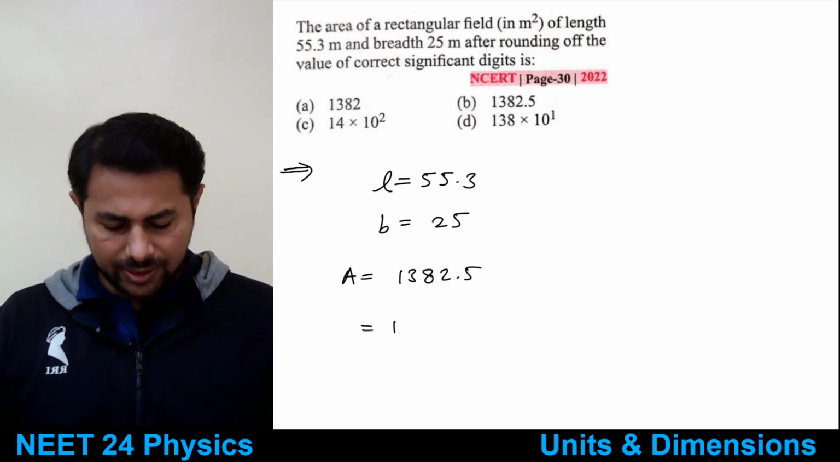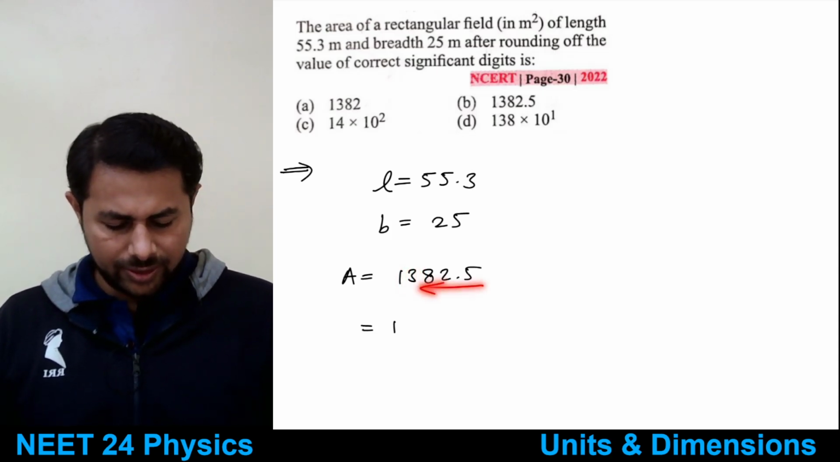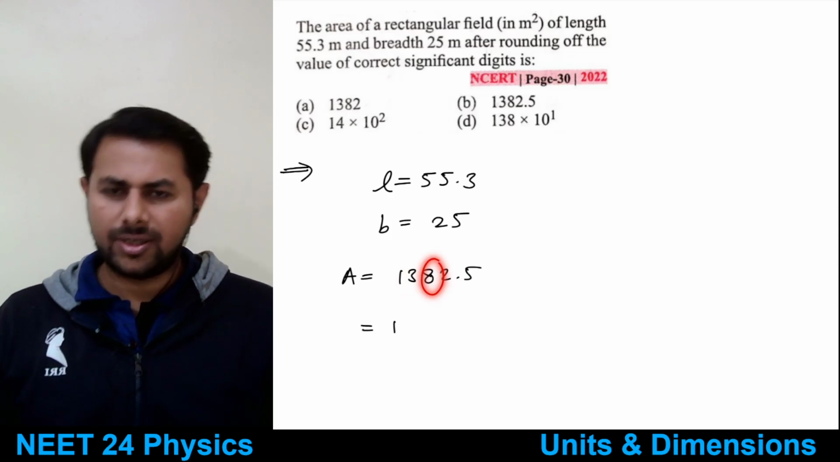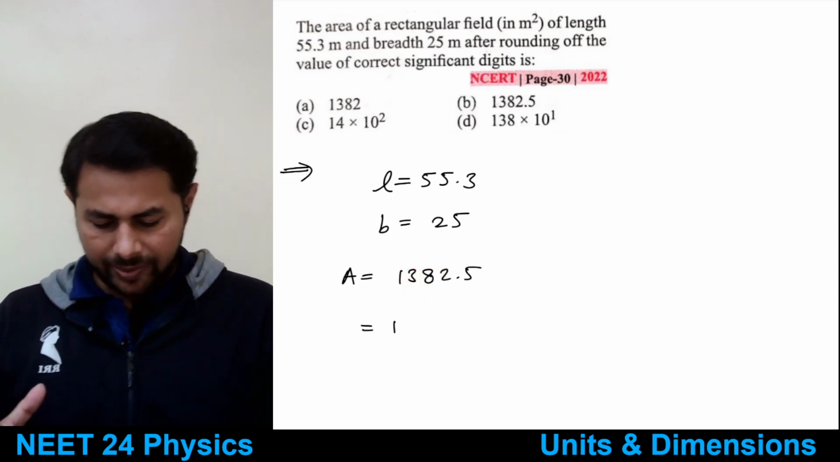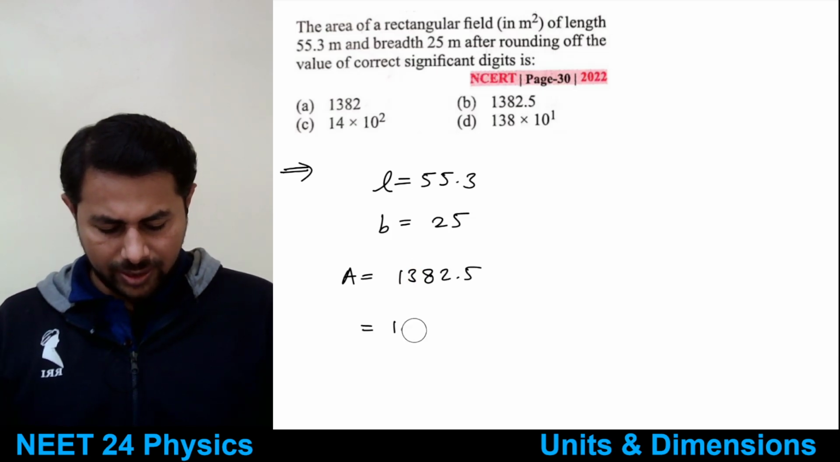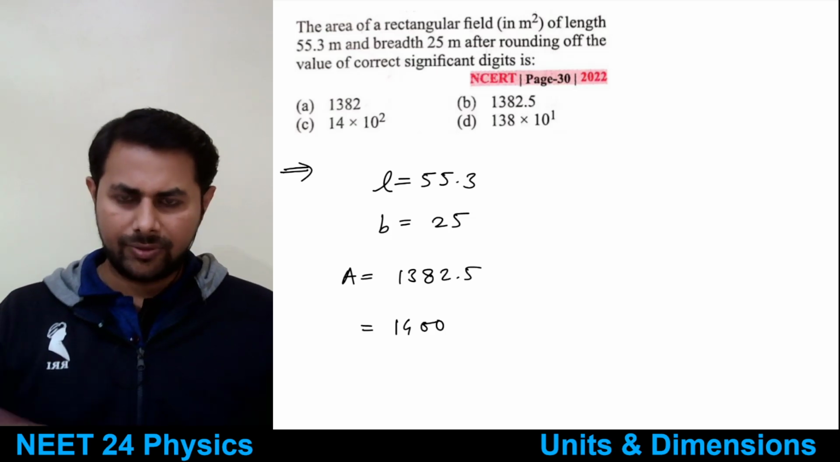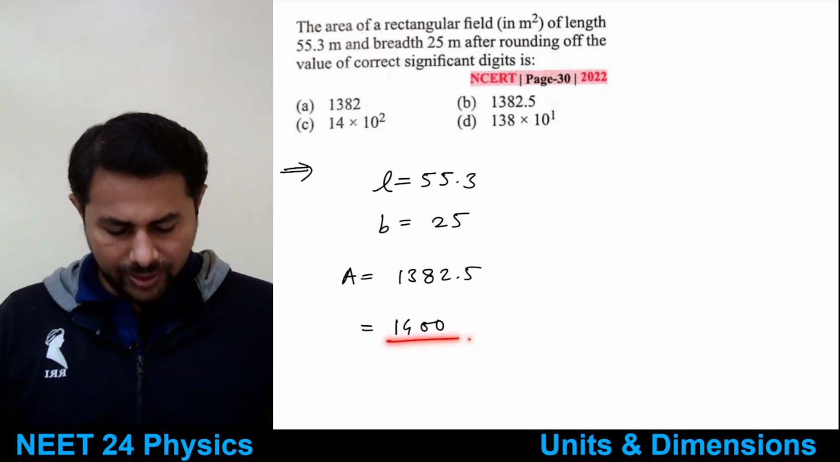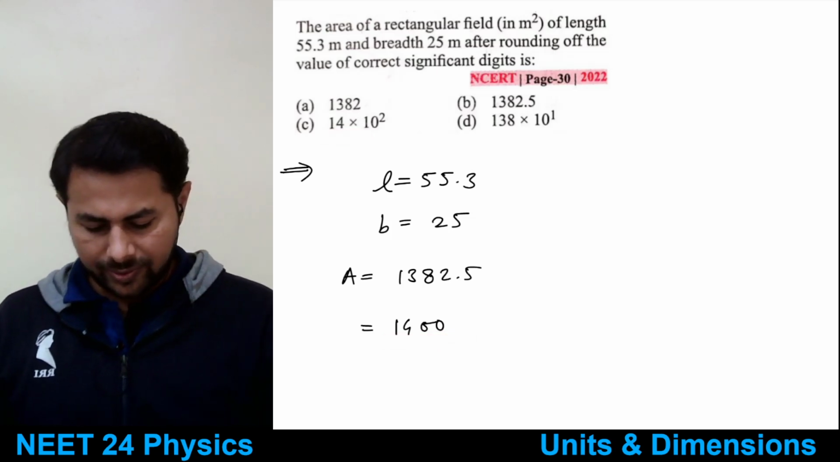So this is the first digit, and the second one is here itself. The third one is greater than 5, so this digit you will increase by 1. So this is 1400, and the decimal point and everything after doesn't matter. 1400, and you can write it as 14 into 10 raised to 2. That's correct.